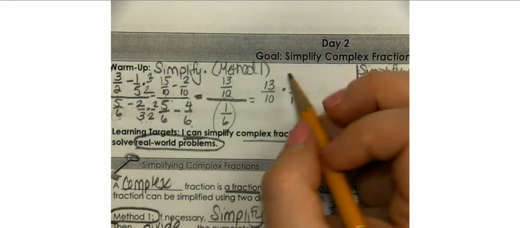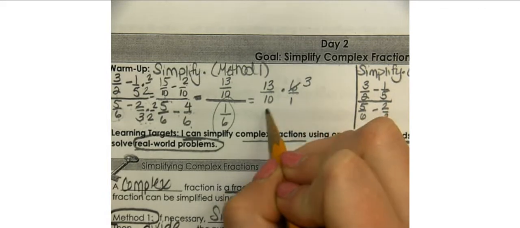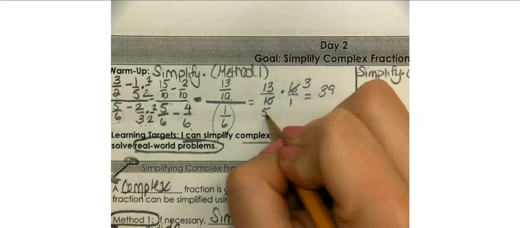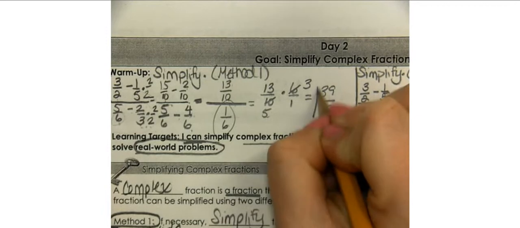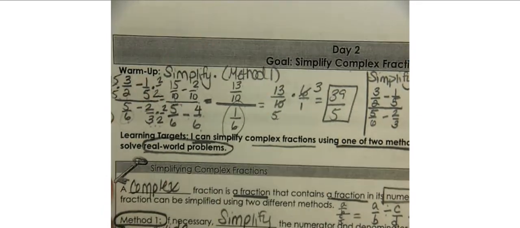I know that 6 and 10 are both divisible by 2. So if I were to go 6 divided by 2, that's going to be 3. And 10 divided by 2, that's 5. And now multiplying 13 times 3, that is 39. And 5 times 1, that is 5. My answer is 39/5. I'm going to put a bunch of stars around this warm-up.